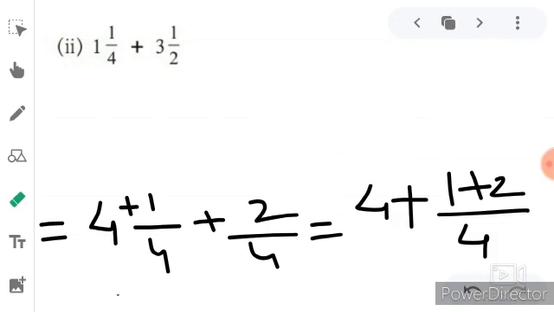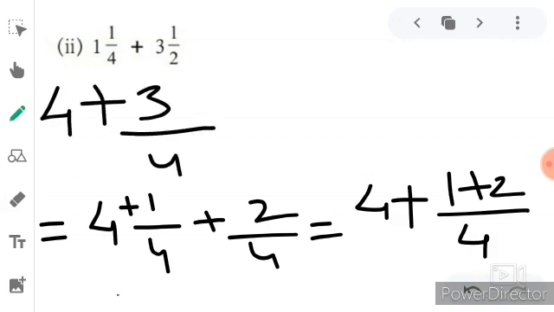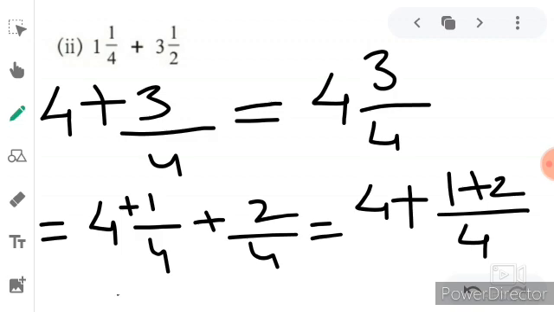So students, here, how can we write the answer? 4 whole number plus 3 upon 4. Now we can write the answer as 4 3 upon 4. This is your answer. Like this we will have to add the mixed numbers. I hope you got it.